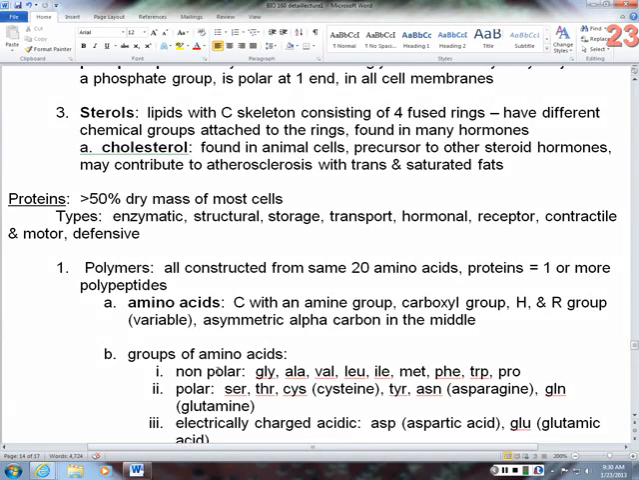So things we use the proteins for: to make enzymes, structures, storage, transporting things, hormones, receptors, and contractile and motor tissues, and then defensive things. So as polymers, they're all constructed from the same 20 amino acids.